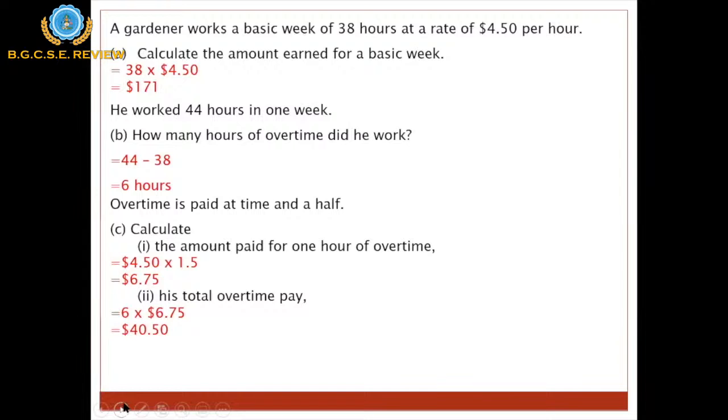And then the last part of the question asks me to find his total earnings for a 44-hour week. We know that for a 44-hour week, he worked 6 hours overtime and made $40.50. And then for those first 38 hours, he made $171. So his total is going to be $171 plus the $40.50 for overtime. That week in total, he made $211.50.